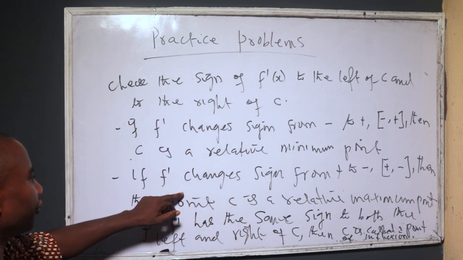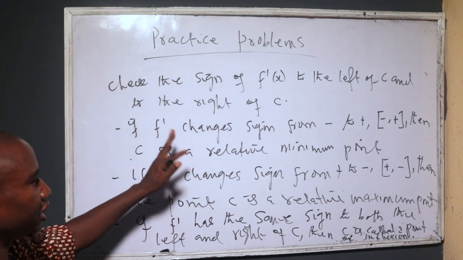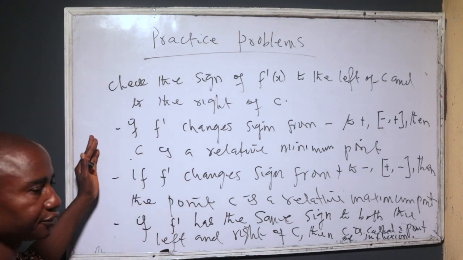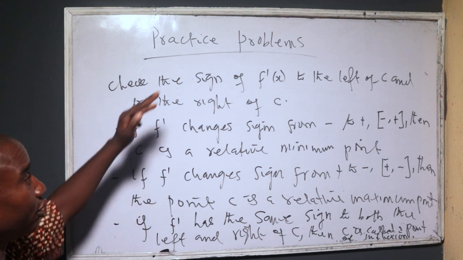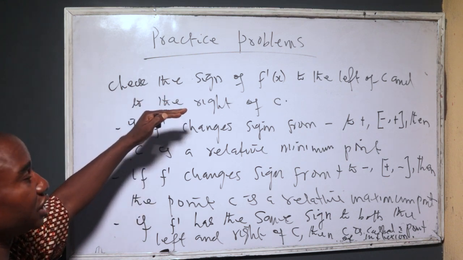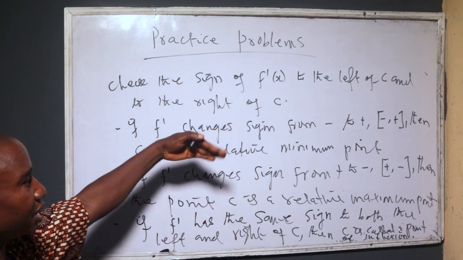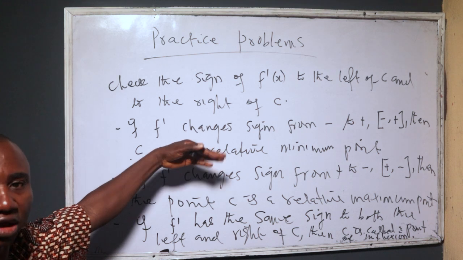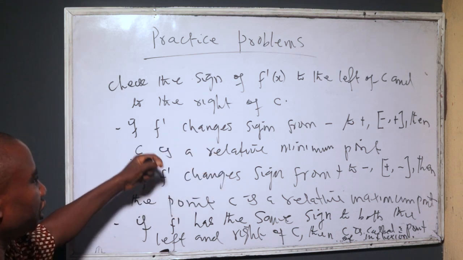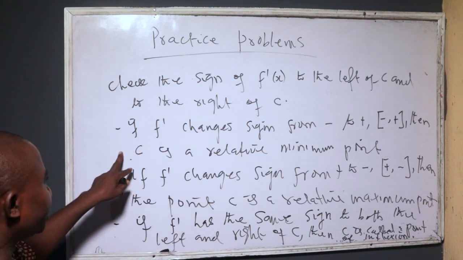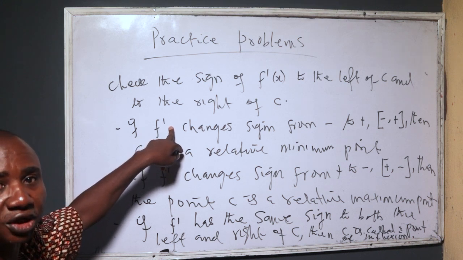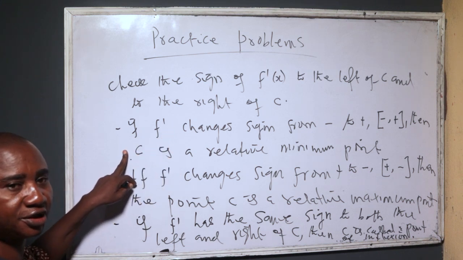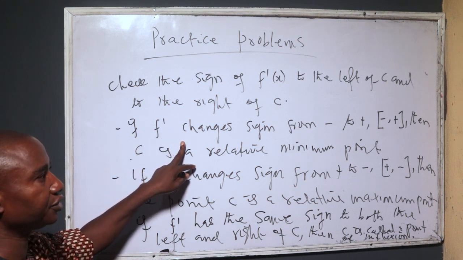Once you master what I've written down here, the change in sign to the left of the critical point, which you already got by solving the equation f prime equals 0, and then you compute your critical point or critical points. Then you use each of those points and check the sign of the derivative of the function to the left of the point C and to the right of the point C.